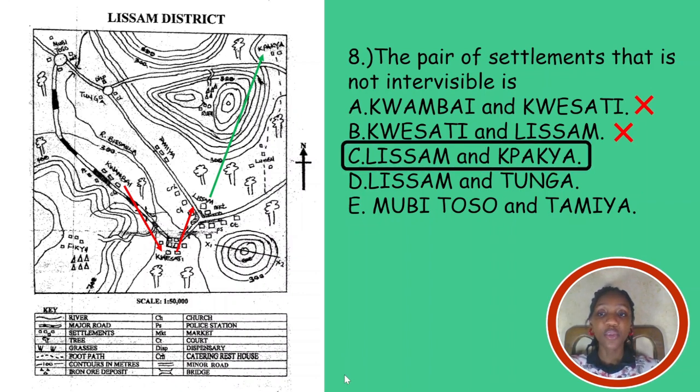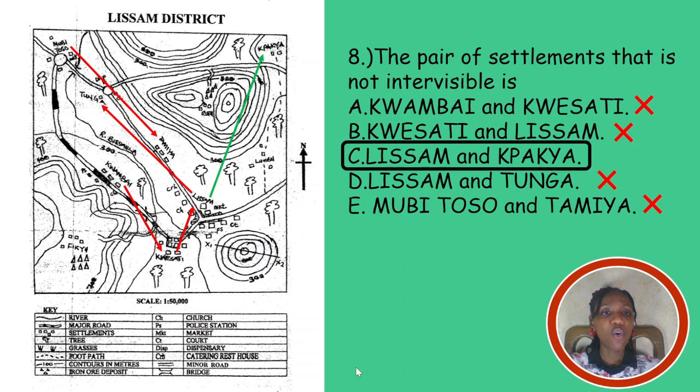As you can see, the ridge that has the pass that we discussed earlier is the reason why these settlements are not intervisible, as it prevents them from seeing each other. So now we just need to rule out the other options. Option D, Lisam and Tunga. Both of them are intervisible, and that also makes option D wrong. Then option E, Mubitoso and Tamaya. Both of them are also intervisible from each other, making option E wrong.